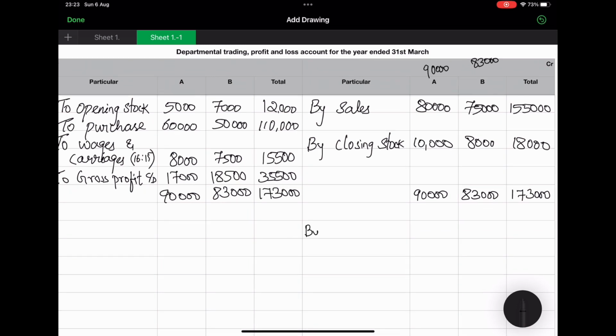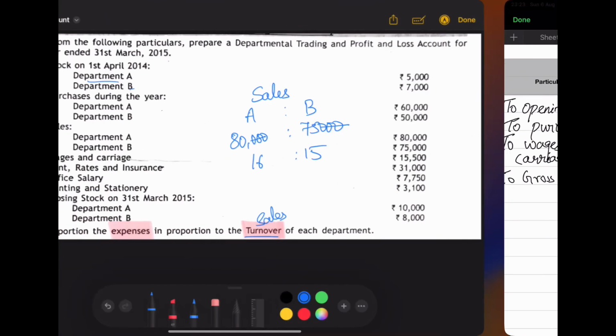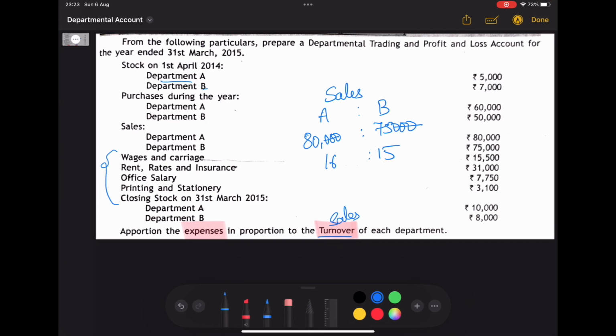So by gross profit brought down, how much gross profit I earned for departmental A? 17,000. For departmental B, 18,500, and for total 35,500. Okay, so other expenditures one by one we are going to read now. So opening stock I have written, purchases completed, sales completed.